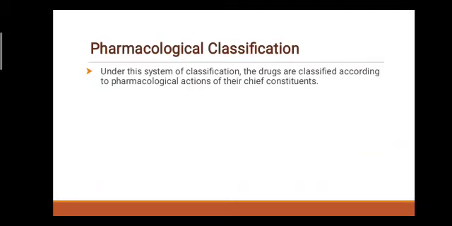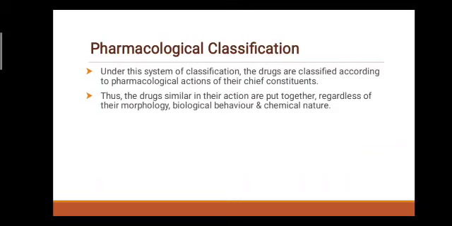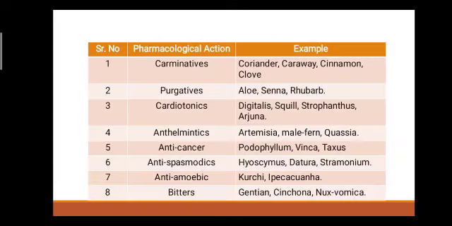Then the next class, fourth, pharmacological classification. Under this system of classification, the drugs are classified according to the pharmacological actions of their chief constituents. Thus, the drugs similar in their action are put together regardless of their morphology, biological behavior, and chemical nature. The illustration of pharmacological classification: first, the pharmacological action carminative, examples coriander, caraway, cinnamon, and clove.